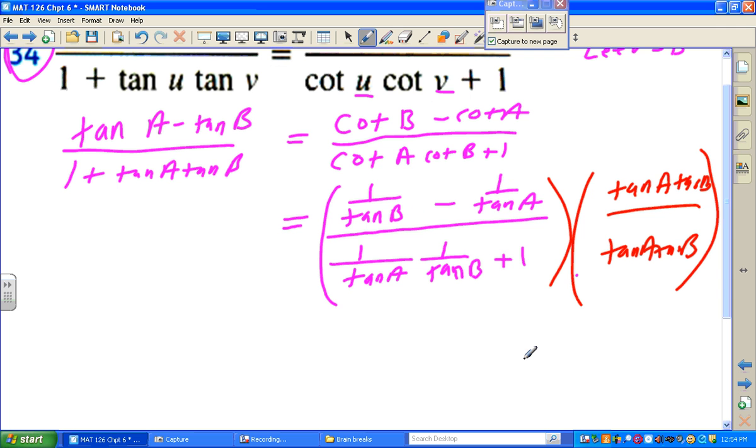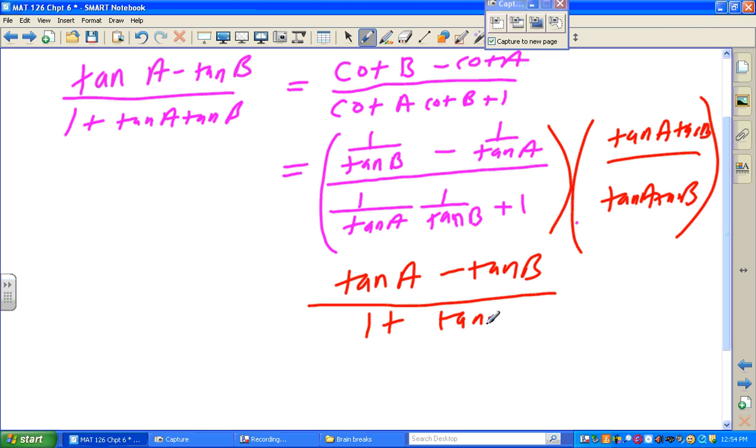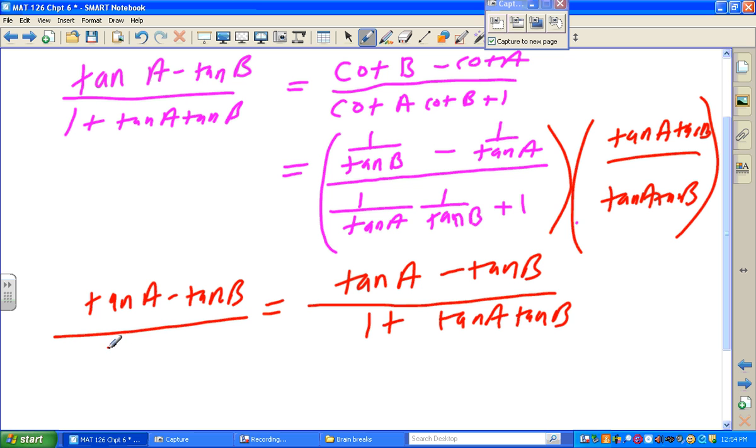What about the 1? Tangent A, tangent B. What is 1 times tangent A, tangent B? Tangent A, tangent B. And that's in my solution. Okay? So if I multiply this whole first term, I'll have tangent A, and I'll have tangent B, and then I'll have 1 plus tangent A, tangent B. Now, there's a fancy way of signing off on these, but we'll do that another time. I don't want to do it today.